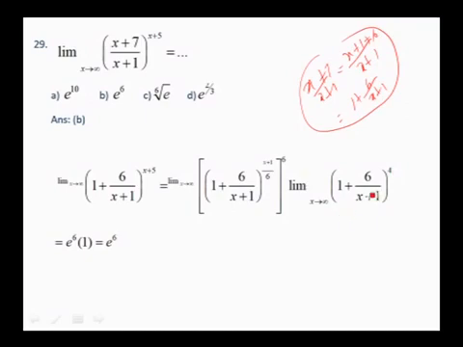Understand what happens here: as x tends to infinity it is 1 plus 6 by infinity, that is 0. 1 plus 0 whole to the power of 4. It is not 1 to the power of infinity. 1 plus 0 whole to the power of 4 is nothing but 1. So this is a constant 1. But this becomes e to the power of 6, because 1 plus 6 over x plus 1 whole to the power of (x plus 1) by 6 into 6, that is, this will be e to the power of 6.